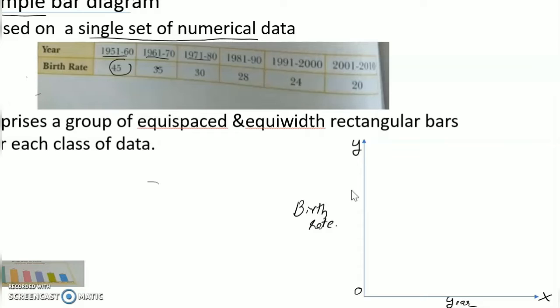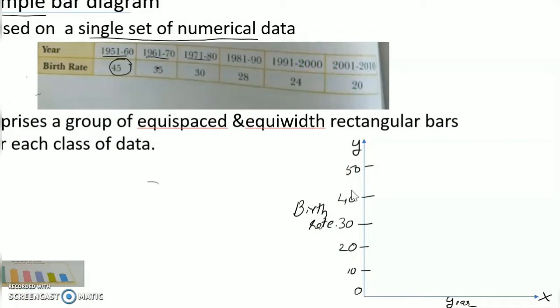Before drawing this diagram, first we have to see how much is the maximum value of this birth rate. This is shown per 1000. So here the maximum value is 45 itself. So the class intervals we have to cover this 45. So it's better to take 10, 20, 30, 40 and 50. Because of space limitation I am showing you 1 or 2 or 3 years, and I am just showing how to draw this symbol bar diagram.